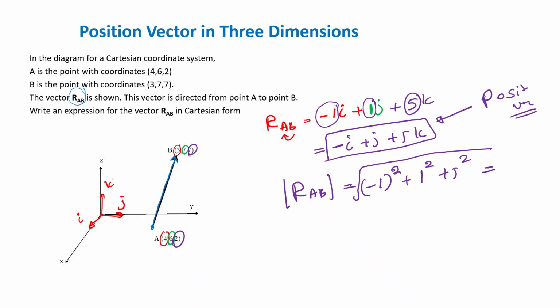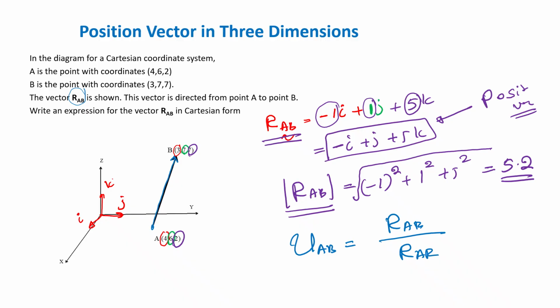So 5.2. Okay, so this is the position vector and this is the magnitude of the position vector, and there is another thing called the unit vector. Unit vector AB is what? How do you write that? AB, you divide by the magnitude.